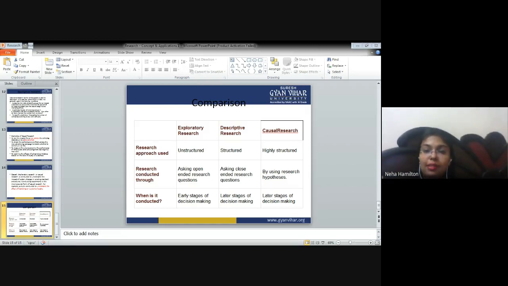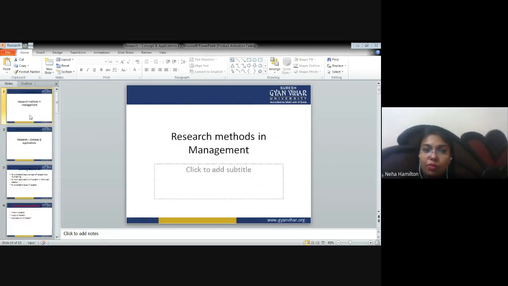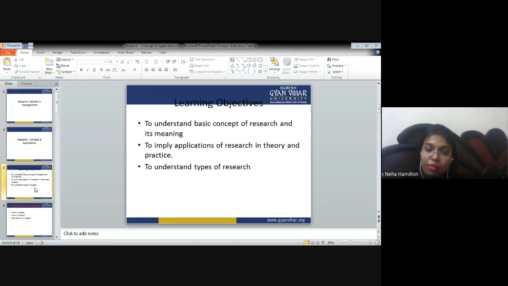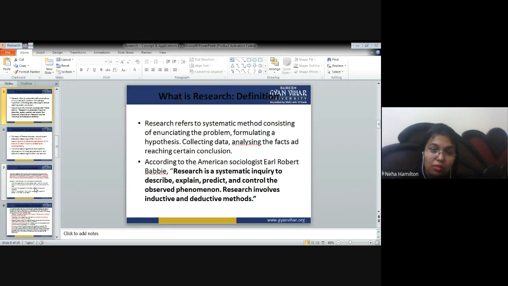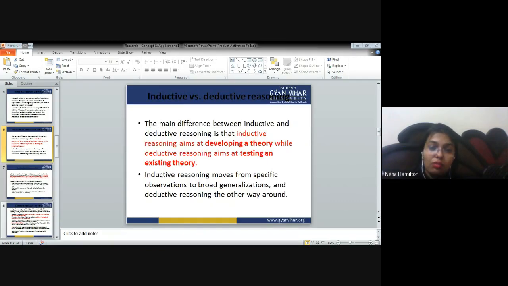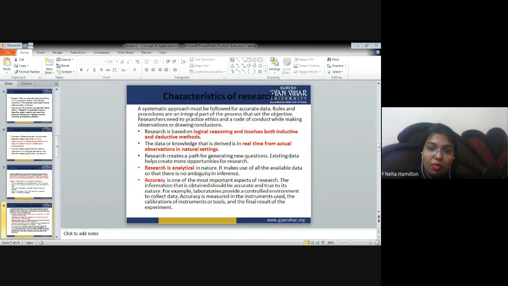so that's it for today. Let's do a quick revision of what we have covered in today's class. The first thing that we have discussed was the basic concept of research. Then I gave you the learning objectives and the questions to be answered, and why we are studying this particular subject. Then we started the research meaning and research definition. Then inductive and deductive reasoning. Okay, this is important.